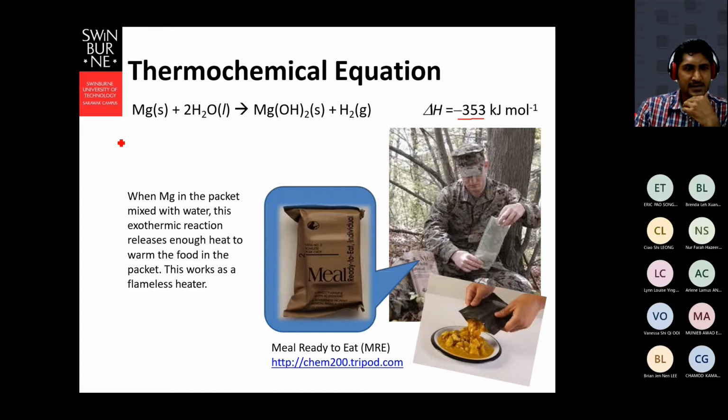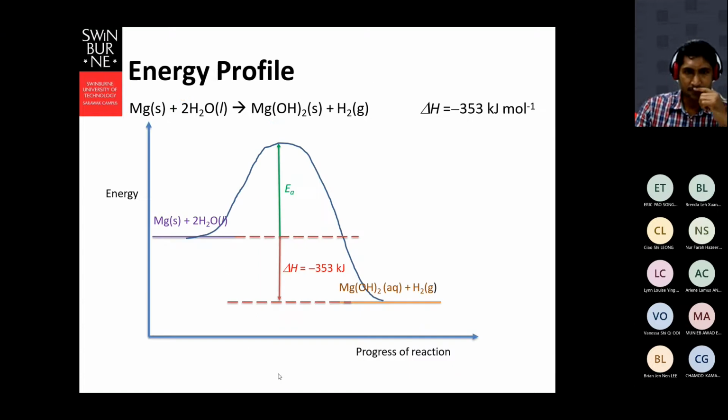What is happening is that magnesium is reacting with 2 moles of water. The reaction stoichiometry is 1 mole of magnesium reacting with 2 moles of water, producing magnesium hydroxide and 1 mole of hydrogen gas. The good thing is that not that much hydrogen gas is produced.